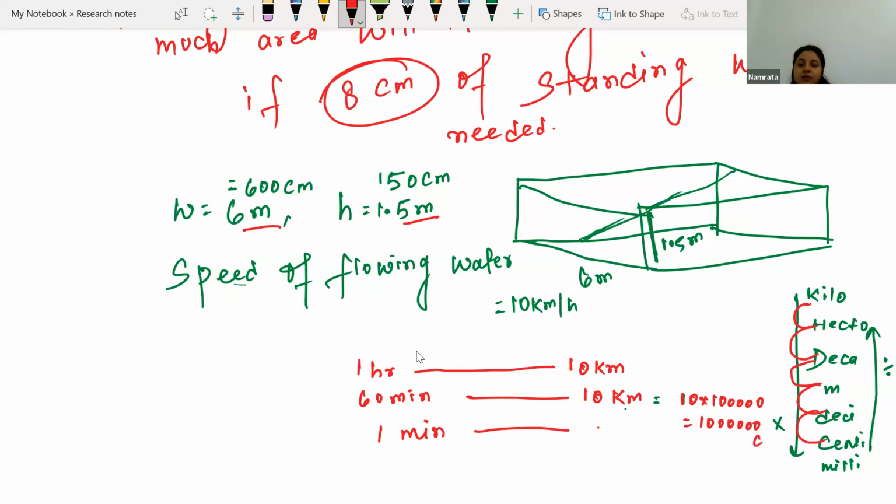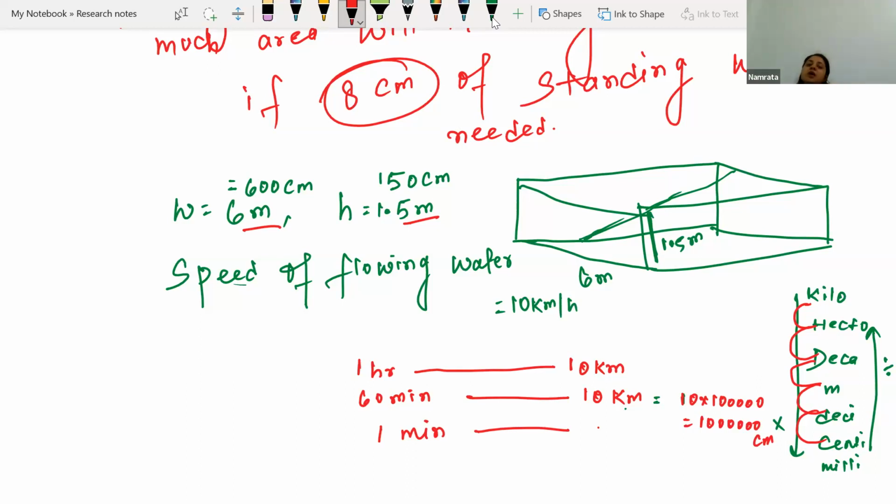All right. In 1 minute, we have to divide it by 60. So let's divide it. That is per minute. Is it okay?